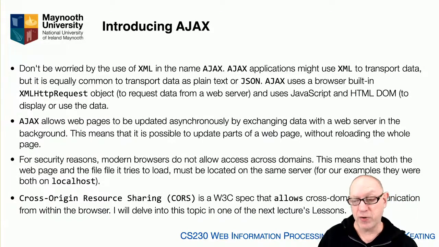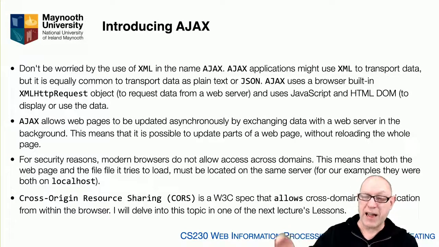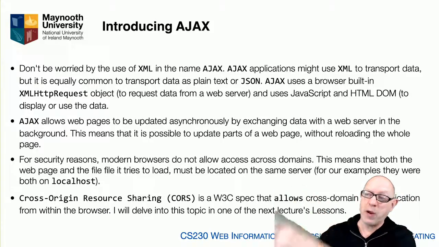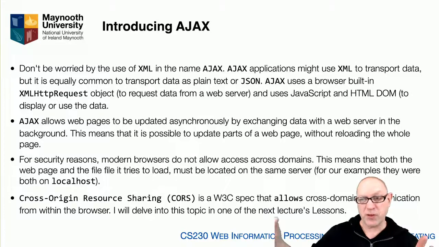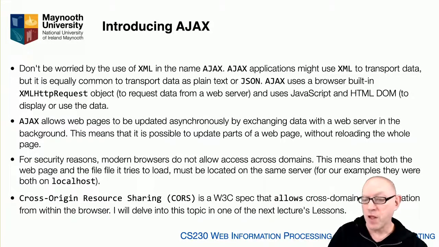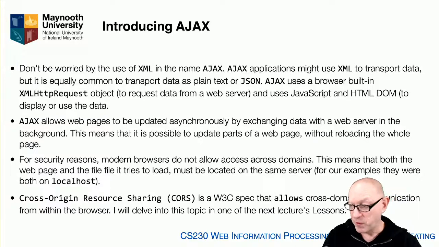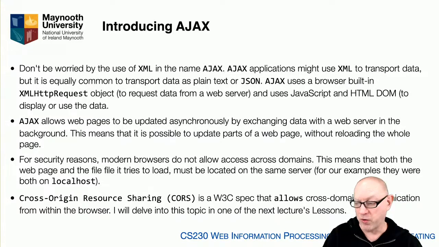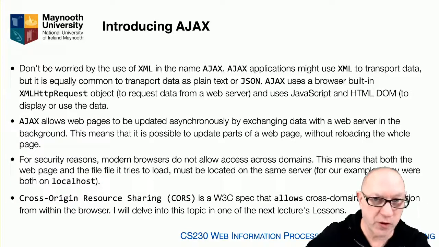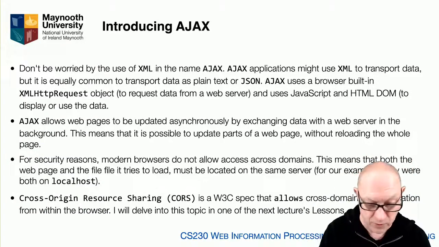But as I mentioned and showed you already, for security reasons, modern browsers don't allow access across domains. So I couldn't access the data that was running on my web server using a file that was loaded on my disk drive, because they were different domains. If they were both on the web server, it was all okay. The web page and the file it tries to load must be located on the same server, and they were both on localhost. That's how it worked in the end. This issue is around cross-origin resource sharing, CORS, and it's a W3C spec that allows cross-domain communication from within the browser. I'm going to delve into that topic in the next lecture's lessons, and I'll show you examples of how to do that. But it's very, very doable.